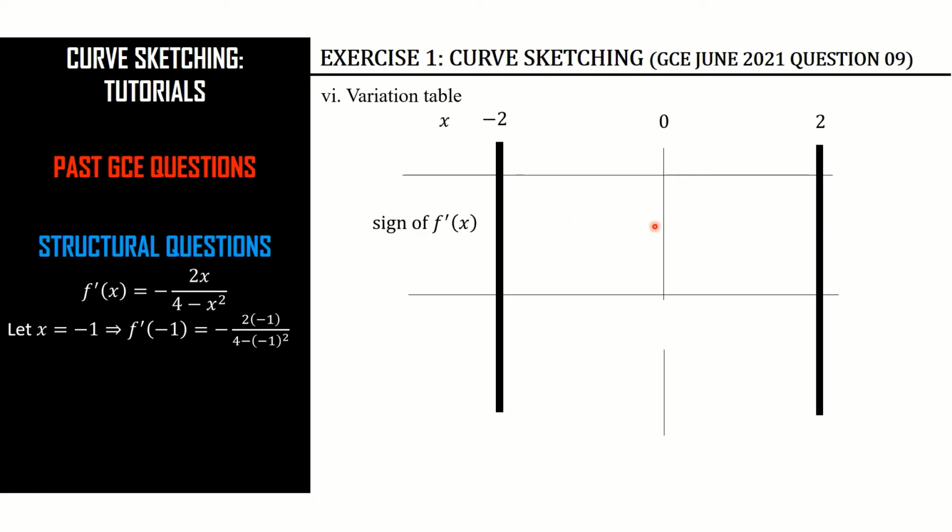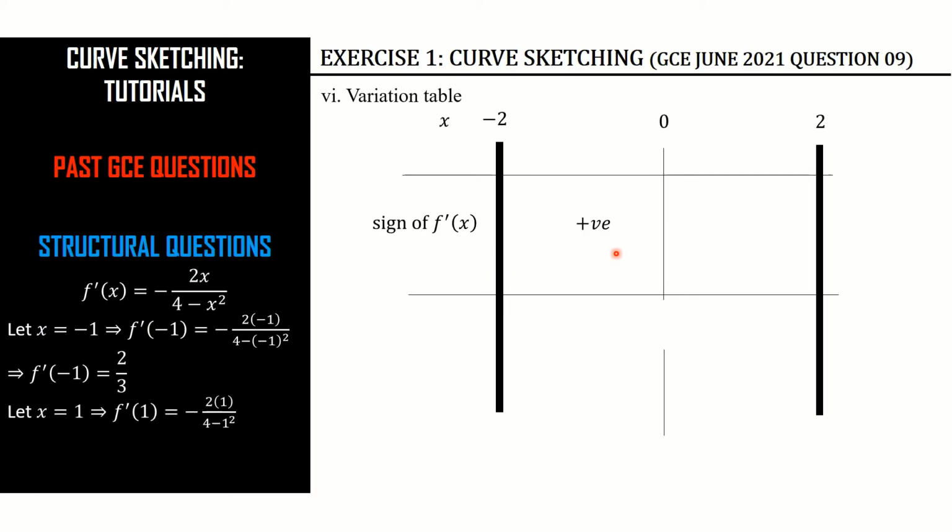Negative 2 to 0, negative 1 is involved. So picking negative 1, we take f prime of -1, we just get negative 2 times -1 divided by 4 minus -1 all squared. So it means f prime of -1 is equal to, when you simplify, positive. It means that in this interval, my first derivative is positive.